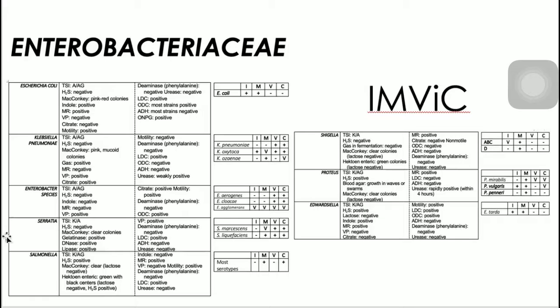Okay? Then we have here the summary of the IMVIC for each organism. So IMVIC stands for indole, methyl red, Voges-Proskauer, and citrate utilization. Okay, so for indole, the positive result is a red ring. It detects tryptophanase using the Kovac's reagent. That's for your indole test.